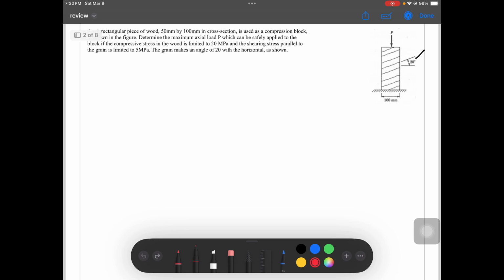Okay, so example number 4, we have a wooden block. A rectangular piece of wood, 50 mm by 100 mm in cross-section is used as a compression block, as shown in the figure. Determine the actual load P which can be safely applied to the block if the compressive stress in the wood is limited to 20 MPa and the shearing stress parallel to the grain is limited to 5 MPa. The grain makes an angle of 20 degree with the horizontal as shown dito.